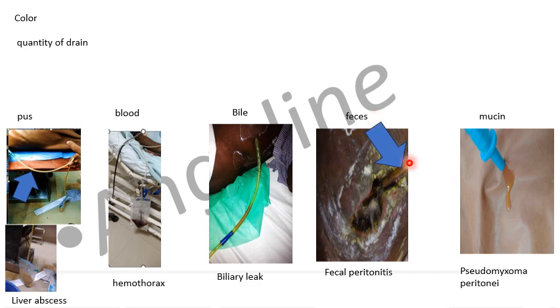Look at this, straight away feces. After a laparotomy, you have feces draining through the tube which is in the peritoneum. This is very, very rare. I wanted to share this mucin which started coming out after we operated for a pseudomyxoma peritonei. So this is very, very rare. You can just keep it in your mind for interest's sake. But the most common will be pus, then blood, then bile and feces.